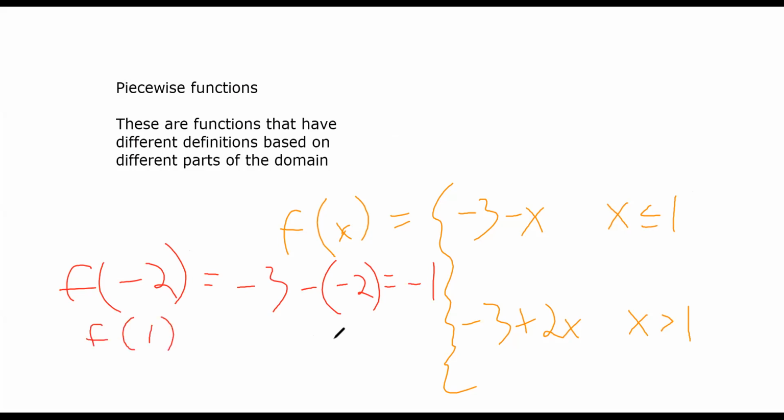F of 1 then, I plug a 1 in for x. That still applies to the first piece here. That still applies because x is less than or equal to 1. So negative 3 minus 1 will give you negative 4.